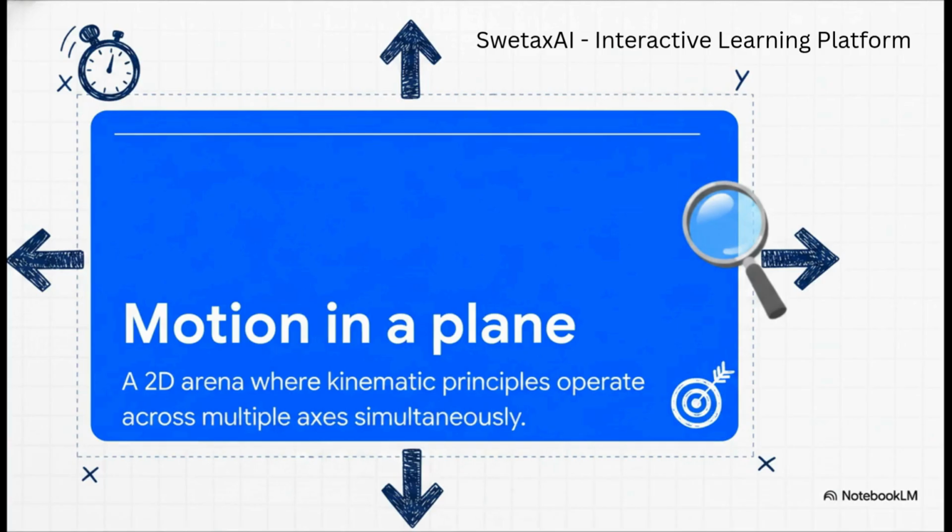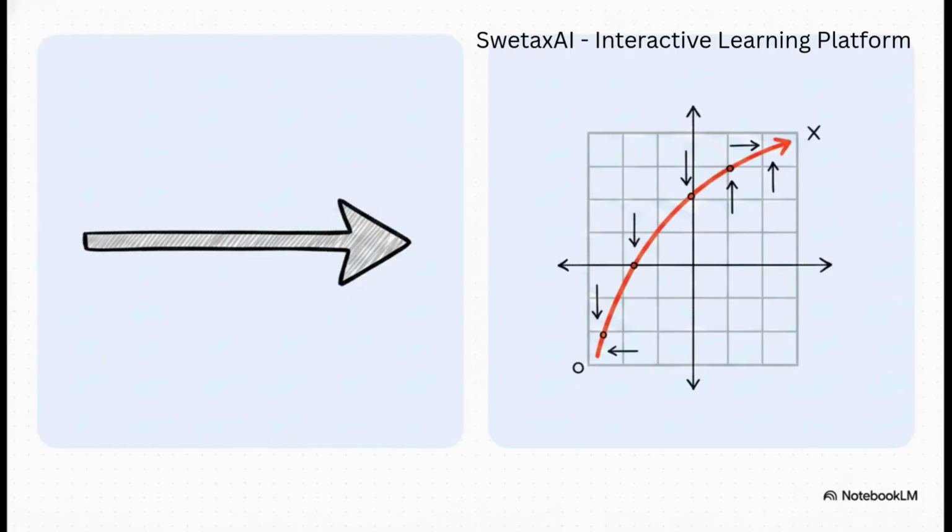Because what happens on the x-axis stays on the x-axis, and what happens on the y-axis stays on the y-axis. They are completely independent. Mathematically, the only variable linking these two distinct dimensions is time. Grasping that time is the sole bridge between your axes, well, that is your first major key to mastering this subject.